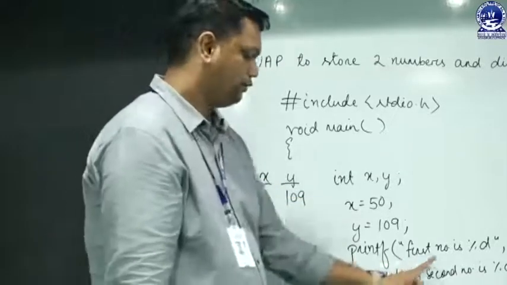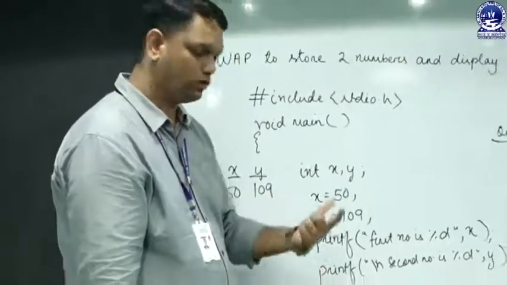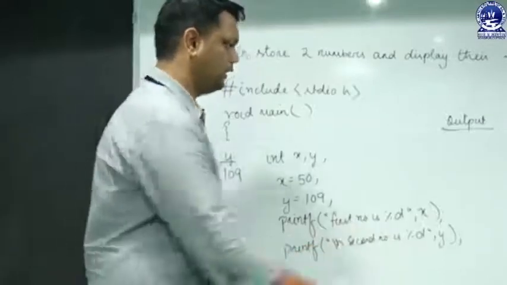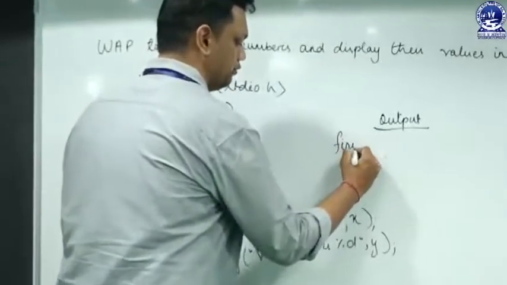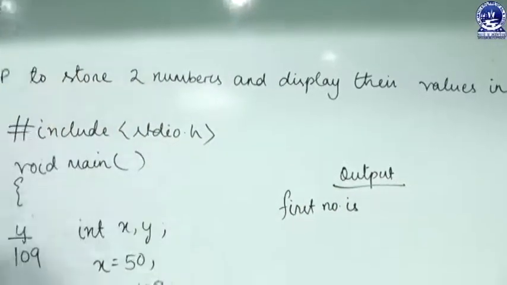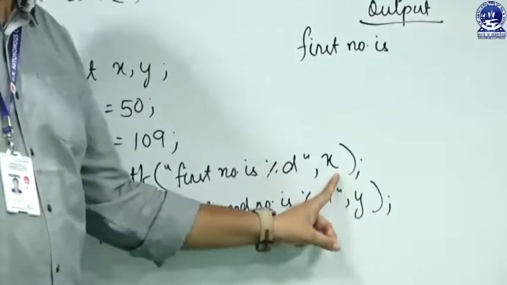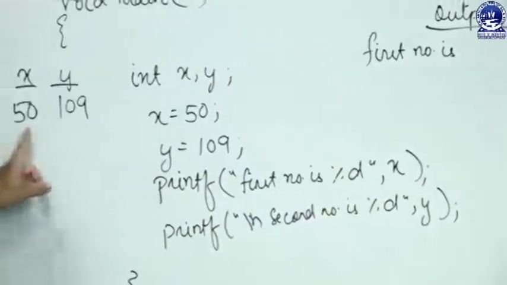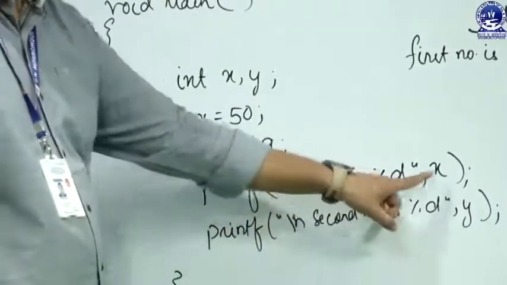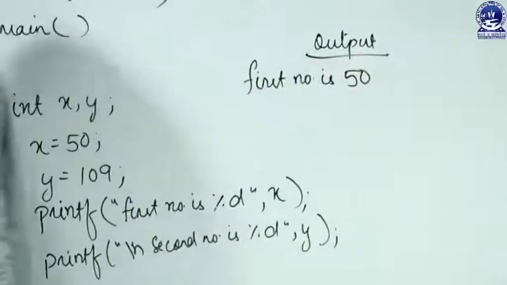Next, the printf function is used to print the messages or control string. The first control string is the message "first number is", so it will print "first number is", then comes your format specifier. It will search for the variable, that is x. What is the value of x? The value of x is 50. So, in place of %d or format specifier, it will print the value of x, that is 50. So, first number is 50.